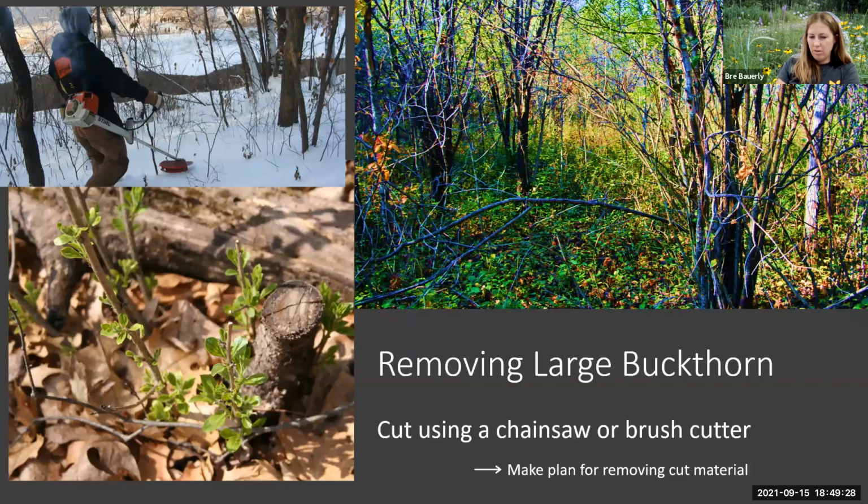Then there are other methods. You can cut the stems into small pieces and leave them lying, but that's not great if you're planning to do some restoration. You can create small stacks. But the best thing to do, because buckthorn does produce quite a bit of biomass, is to remove it from your property. One way to do that is renting a chipper or hiring somebody to come and cut and chip it.